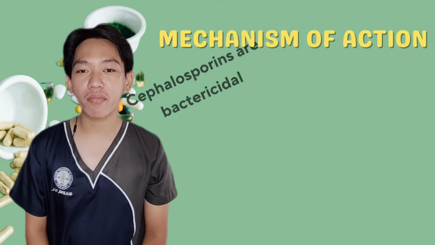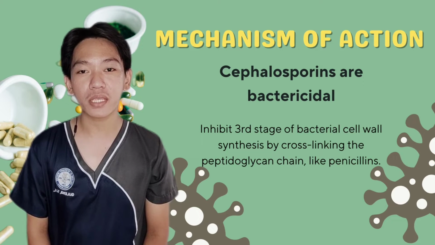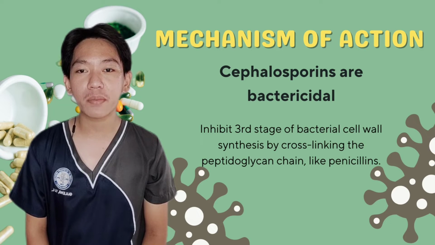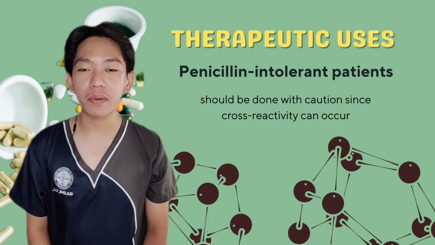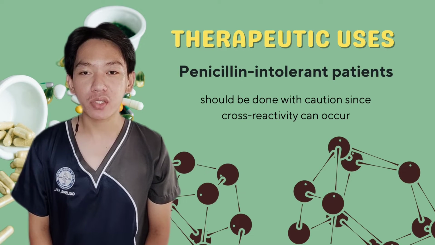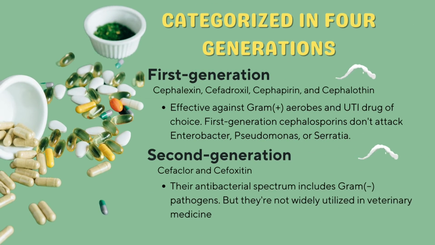The mechanism of action of cephalosporins is bactericidal: they inhibit the third stage of bacterial cell wall synthesis, the cross-linking of the peptidoglycan chain, by the same mechanism as the penicillins. Therapeutic uses: cephalosporins may be used in penicillin-intolerant patients, but this should be done with caution since cross-reactivity can occur. Cephalosporins are categorized in 4 generations.